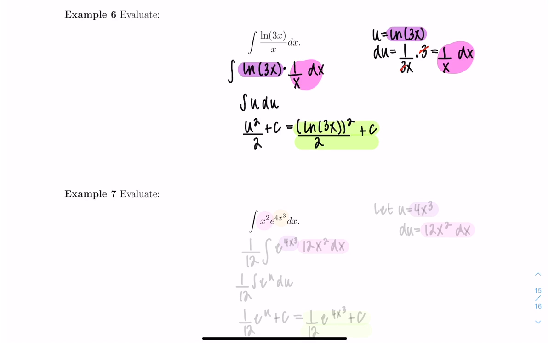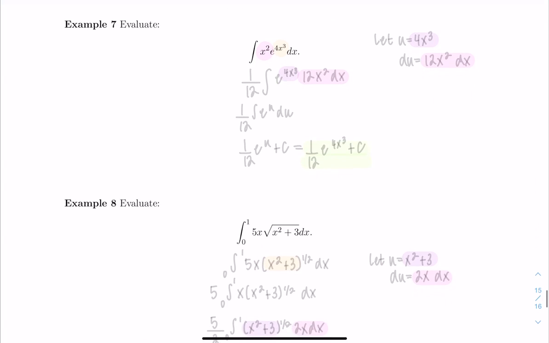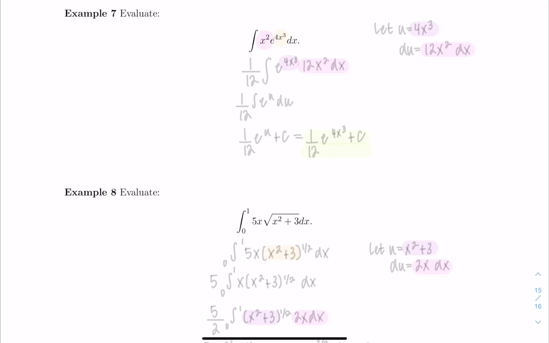Example number 7. We have the integral of x squared e to the 4x cubed dx. The most complicated part of this looks to be 4x cubed. So I'm going to let u be 4x cubed. And so that means that du is equal to 12x squared. Well, that's really close to the x squared that we have in the original integral. It just has that 12 out front.